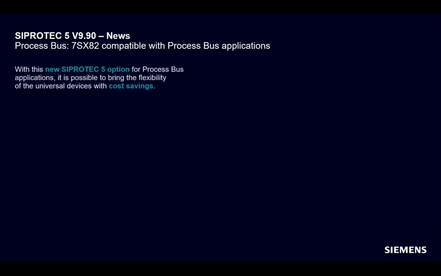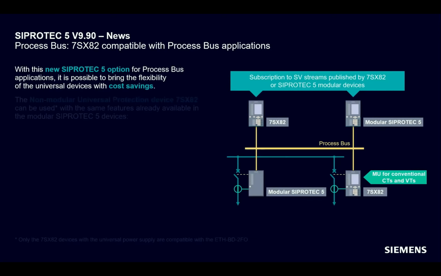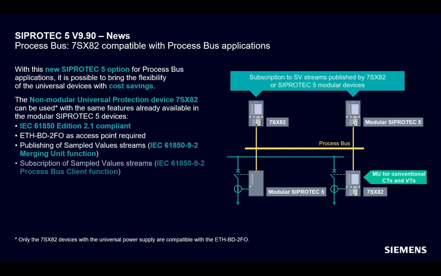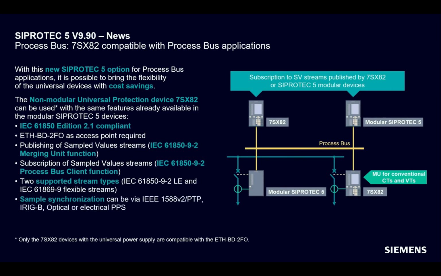The second process bus highlight is now to use 7SX82 for process bus applications. Now it is possible to bring the flexibility of economical universal devices with cost savings to process bus applications. The non-modular universal protection device 7SX82 can be used with the same features as known from all the modular SIPROTEC 5 devices, which are IEC 61850 edition 2.1 compliant.